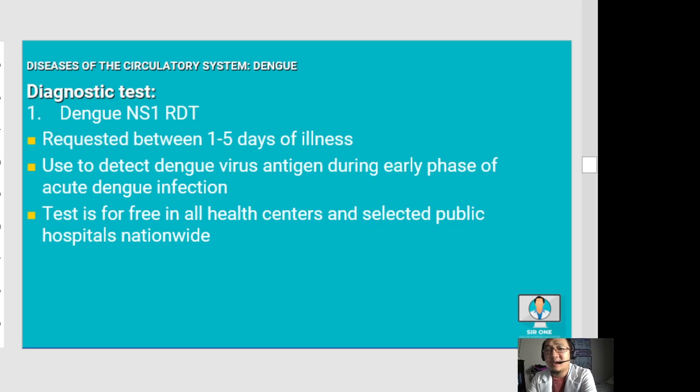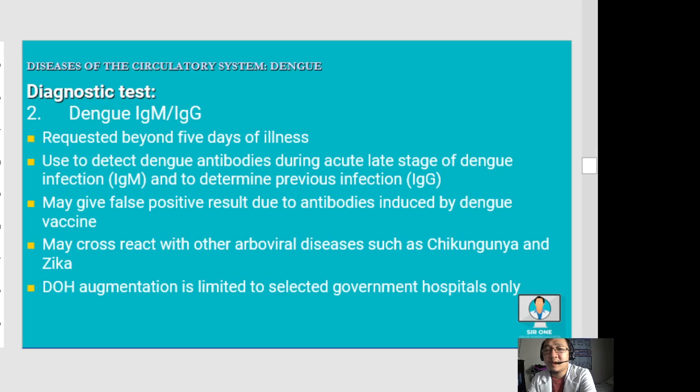For dengue NS1 and RDT, it is usually requested between 1 to 5 days of illness, and is used to detect dengue virus antigen during the early phase of acute dengue infection. The test is free in all health centers and selected public hospitals nationwide. For your dengue IgM or IgG, it is requested beyond 5 days of illness, and so it is very good to do a very good history taking, for you to have a good assessment and to have a good diagnostic test done on your patient.